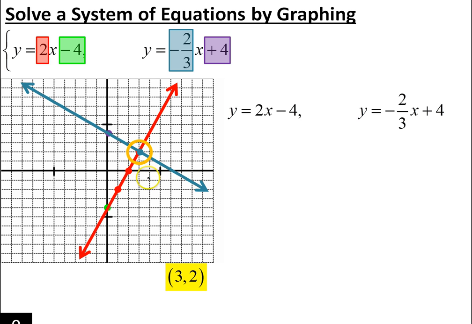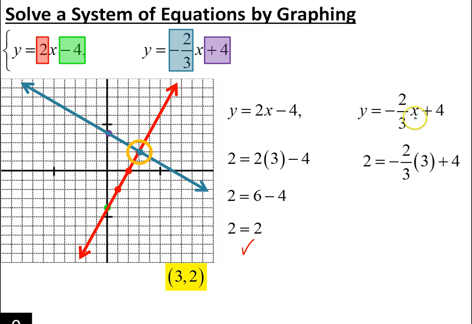And so we should check it into both equations. Put the 3 where the x is, and the 2 where the y is, and do the math. So we get 6 minus 4. So 2 equals 2 works. Now over here, the 3's are going to cancel. I'm going to get negative 2 plus 4. So 2 equals 2 again. So it looks good.